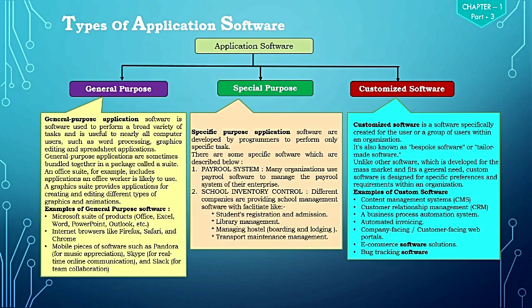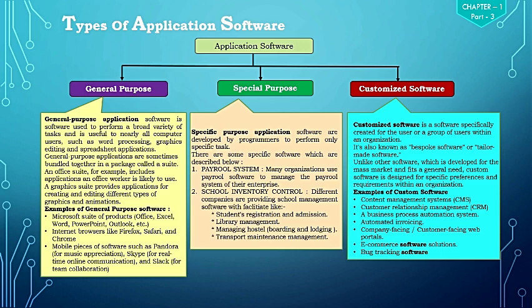Customized software is software especially created for the users or a group of users within an organization. It is also known as bespoke software or tailor-made software. Unlike other software, which is developed for the mass market and fits a general need, customized software is designed for a specific preference and requirement within an organization. It is designed and developed by software developers according to the requirements of the users or the client.